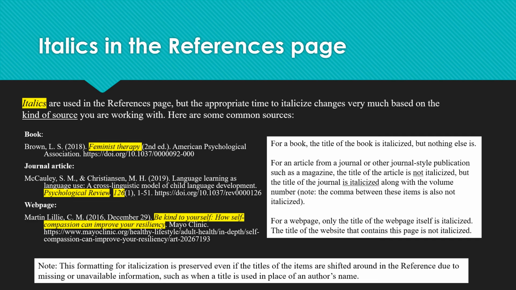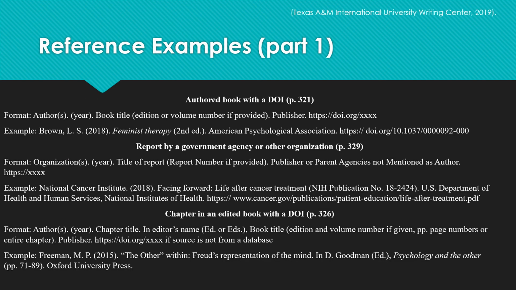The formatting for italicization is preserved even if the titles of the items are shifted around in the reference due to missing or unavailable information, such as when a title is used in place of an author's name. The following 4 slides are simply more examples of how to format the sources in your reference page. While it is difficult to showcase here, please remember that your references must have a hanging indent, and you'll notice that there are page numbers listed for you to be able to reference your own copy of the APA 7 manual and verify. So authored books with a DOI, you can find that on page 321.